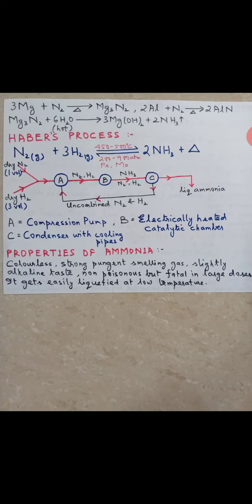So for that particular reason, we maintain the temperature 450 to 500 centigrade and the pressure as 200 to 900 atm pressure. Now on doing so, a large amount of heat is being liberated, as you can see in this reaction. That is N2 plus 3H2 in presence of Fe as a catalyst. MO means molybdenum. That is a promoter. Promoter, what does it do? It enhances the work of the catalyst. It makes the reaction still faster.